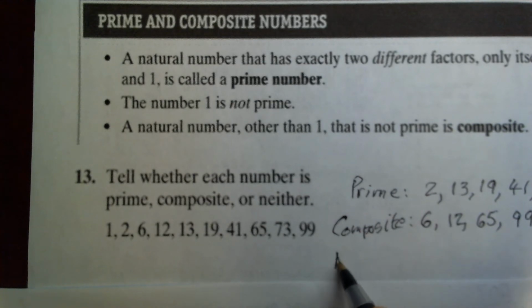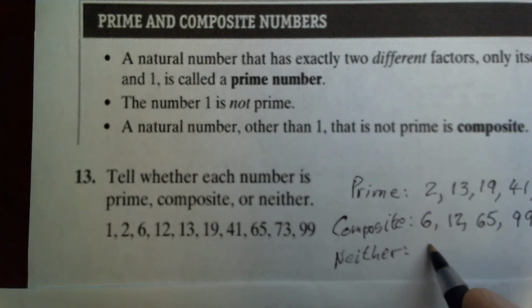And then the number that's neither composite nor prime, well, that's the number 1. Remember, 1 is not a prime number, and it's not a composite number either. So that's the one that's neither prime nor composite.